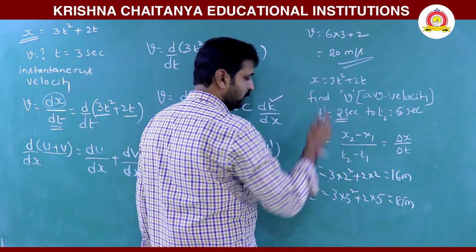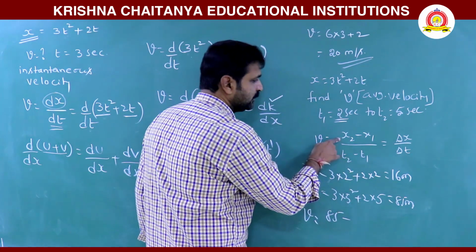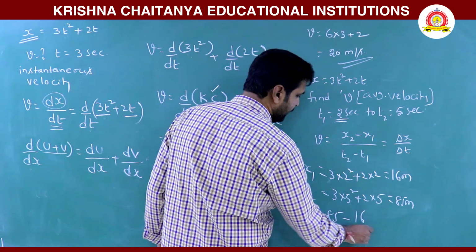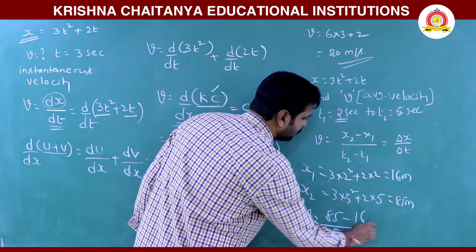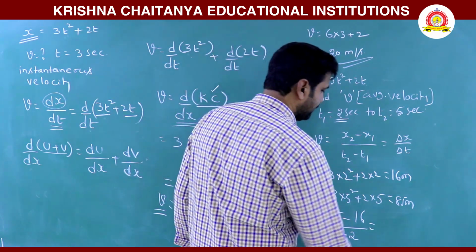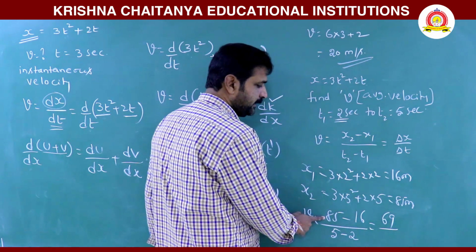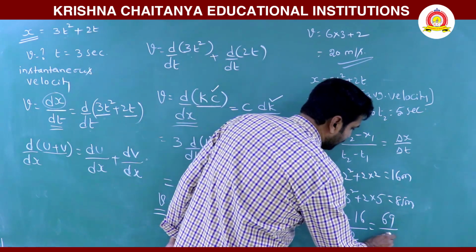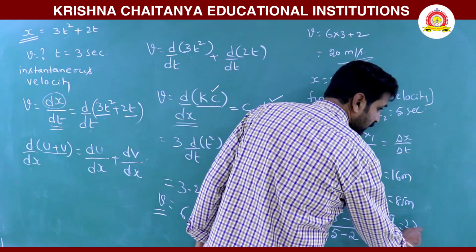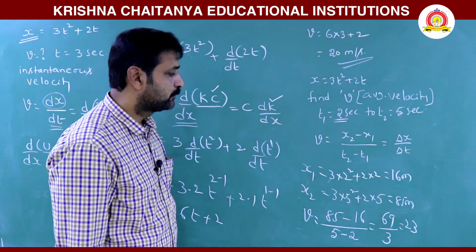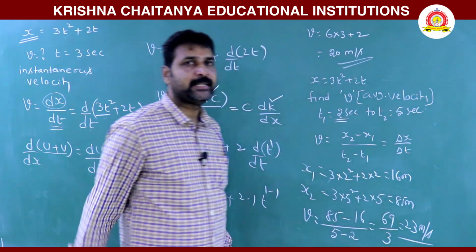T2, T1, 5, 2. Now average velocity is x2 minus x1, 85 minus 16, by t2 minus t1, 5 minus 2. So 85 minus 16, which is 69. This is 69 by 3. So now here this is 23. So 23 meter per second.